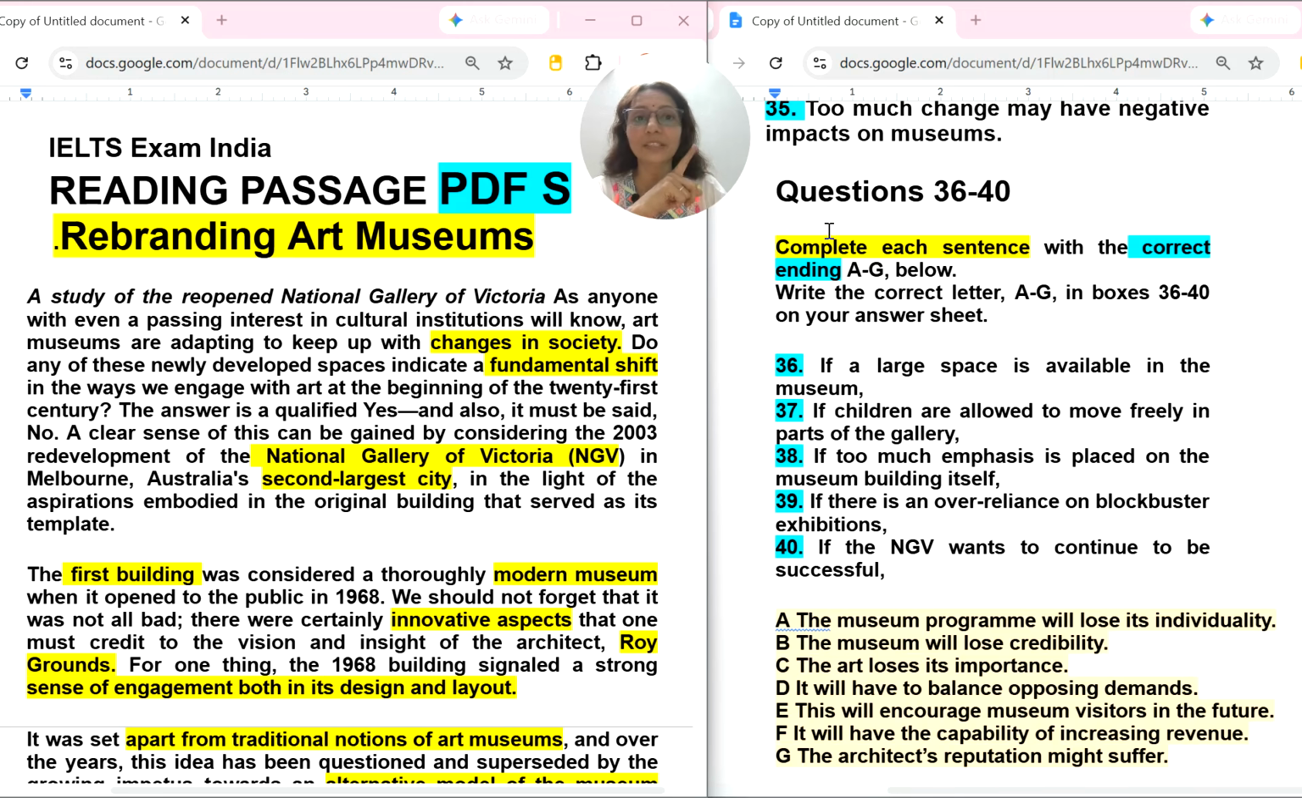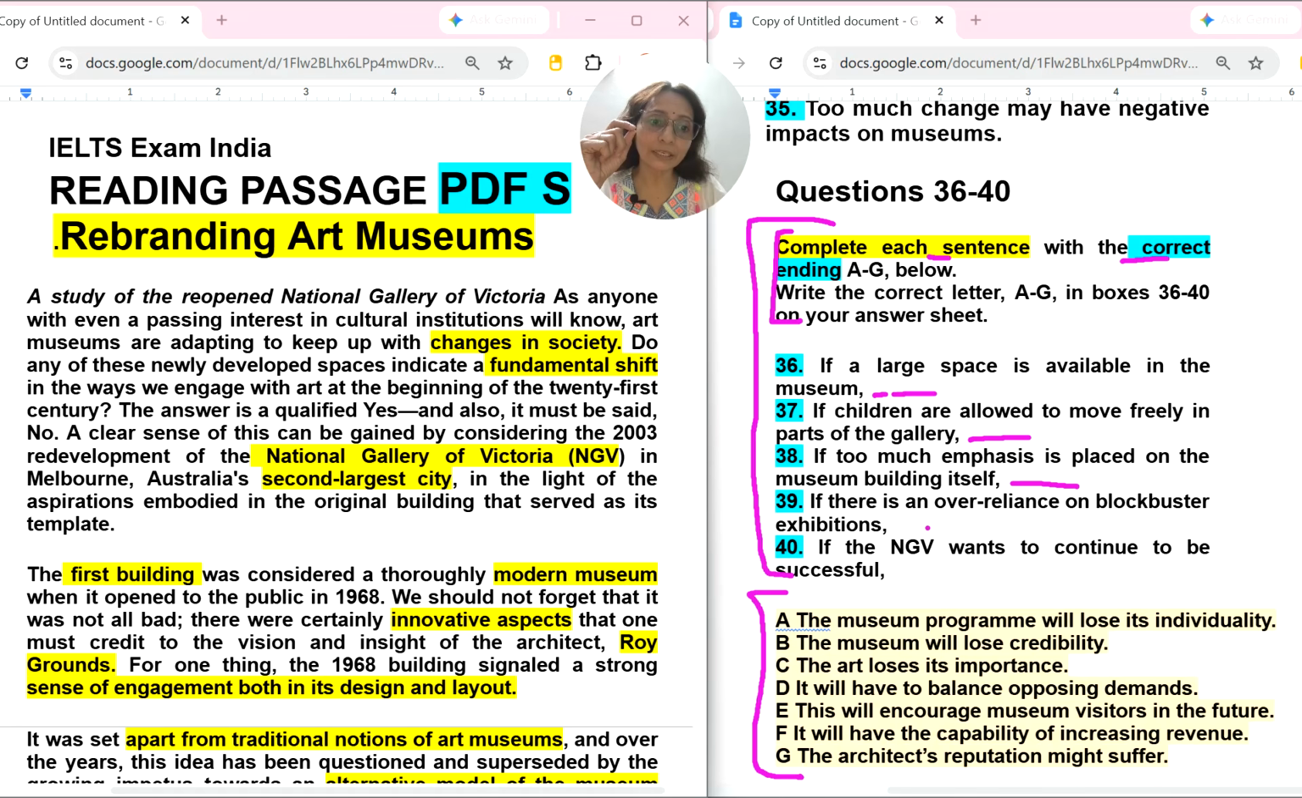So let's do these kinds of questions. What kind of question am I talking about? I am talking about questions where you need to complete each sentence with the correct ending. These A to G are the correct endings, and we need to complete these incomplete sentences with the help of these letters.